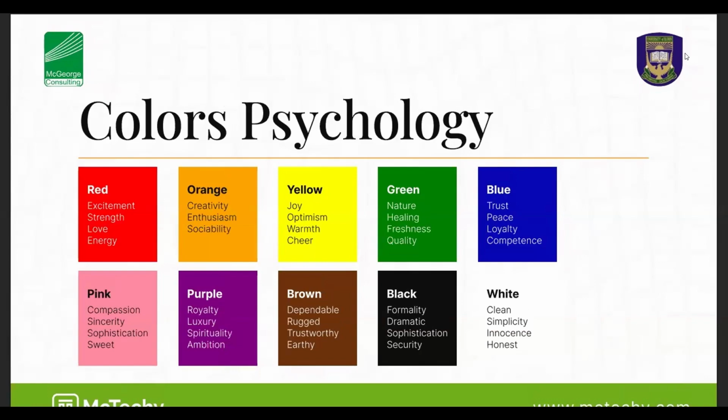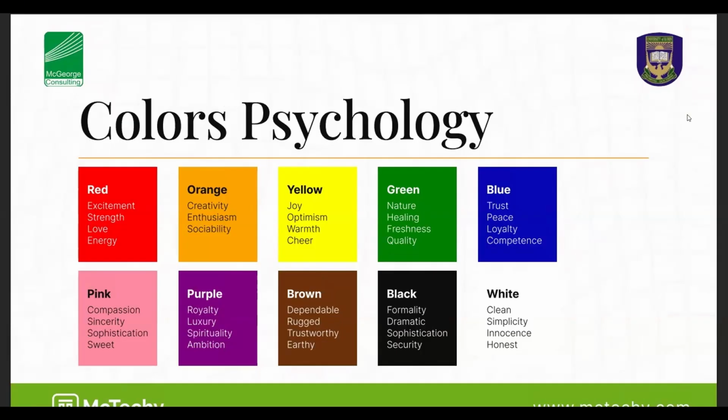Orange, creativity. Yellow, joy, optimism, warmth, cheer. Green, nature, healing, freshness, quality. Blue is for trust. And of all those colors we keep having, pink is compassion, sincerity, all of this. Let me just move to the practical aspects where we see them in action.